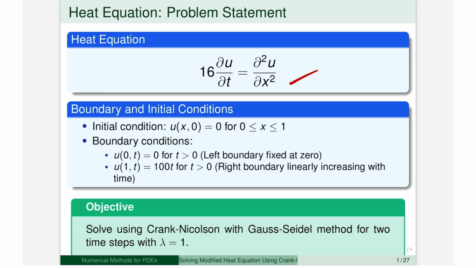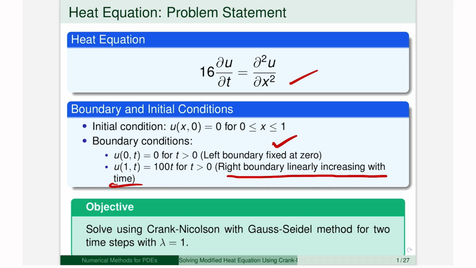Initial condition: u(x, 0) = 0, 0 < x < 1. So here the domain is 0 to 1. And the boundary conditions are also given. So u(0, t) = 0, t > 0, so that is the left boundary fixed at 0, and u(1, t) = 100t, t > 0, the right boundary linearly increasing with time.